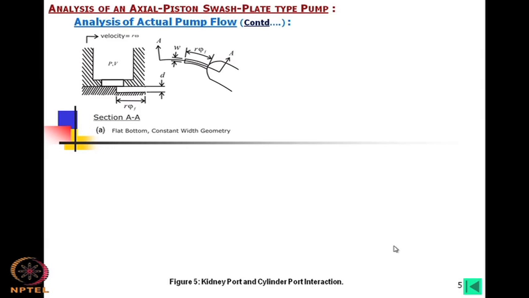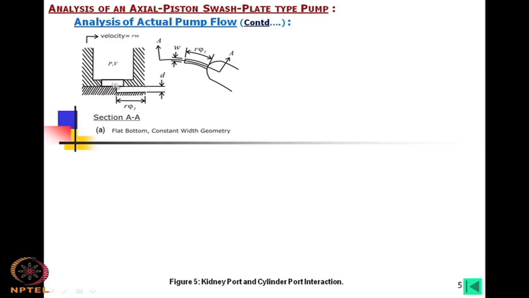Now, if we think of the port, that silencing groove, this is the main port on the valve plate, and you can say this is a through hole through which the oil is going from one side, and from the other side it is going to the pipelines. Now, this silencing groove may be of flat bottom and constant width.